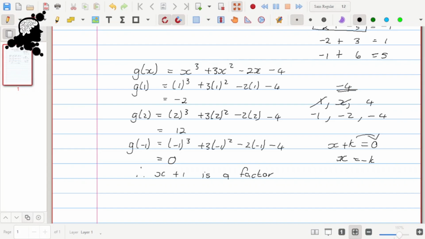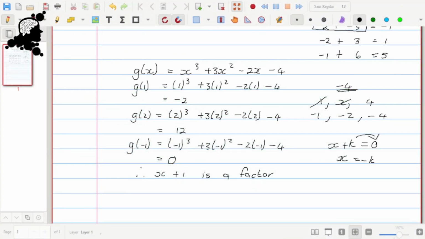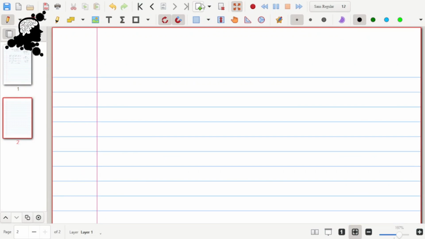Let's have a look at the next question. So, in the next question, we've got k of x equal to x cubed minus 4x squared plus x plus 6. Let's go ahead and write this on my writing pad. I'm going to do this on a new sheet of paper. So, the expression that we are given is k of x equal to x cubed minus 4x squared plus x plus 6. There we are.